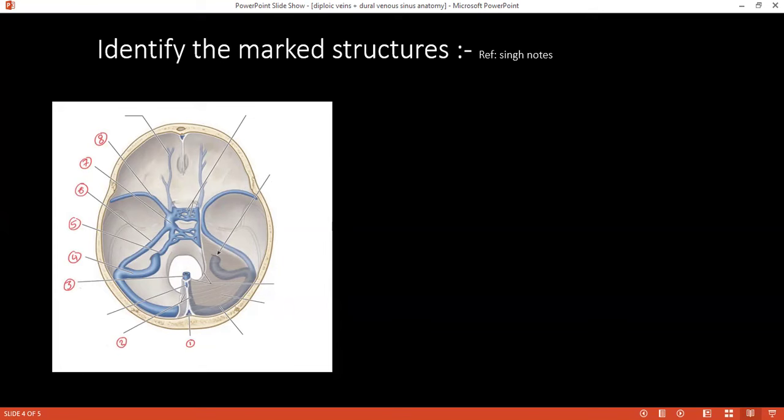Tell me why the sigmoid sinus is called sigmoid sinus. Where is it located? And it is joined from where to where? The sigmoid sinus is in the sigmoid groove in the occipital bone, and it is a continuation of the transverse sinus, and with the inferior petrosal sinus together it forms the internal jugular vein. Okay, good. The jugular bulb, yeah. Okay. Sorry.